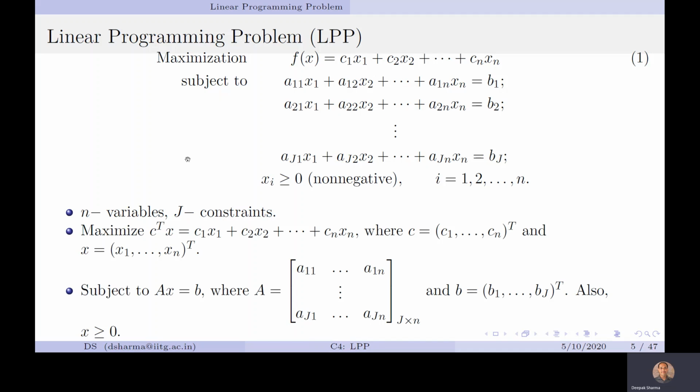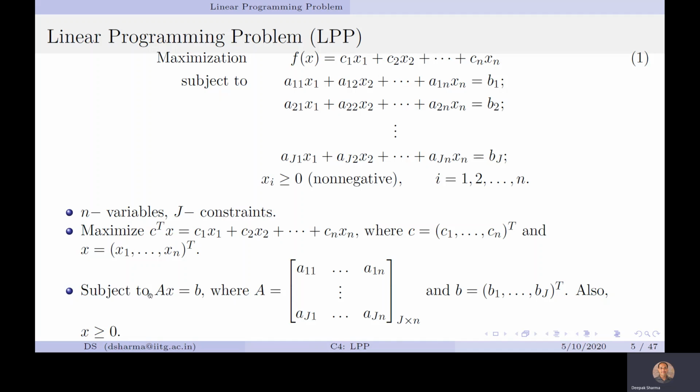If we want to write in a short form, we can write in the form of matrices and vectors. The objective function, maximize C transpose X, is the same equation as on the top, where C is the column vector corresponding to the cost coefficients, and X is a column vector of variables x1 to xn. So I have written it as (x1 to xn) transpose. So it's a column vector.